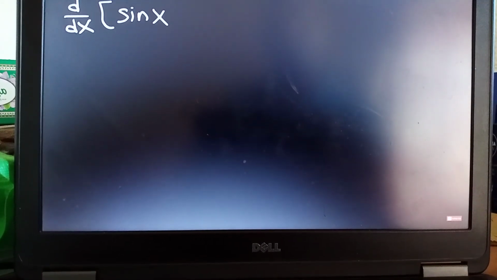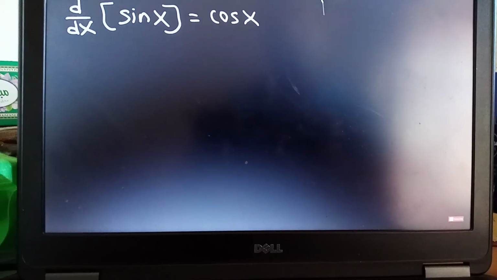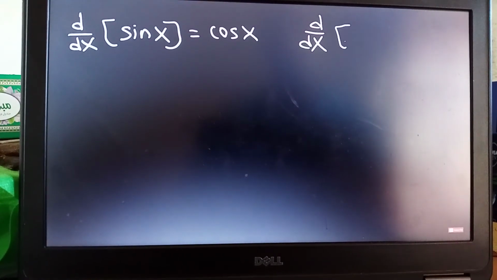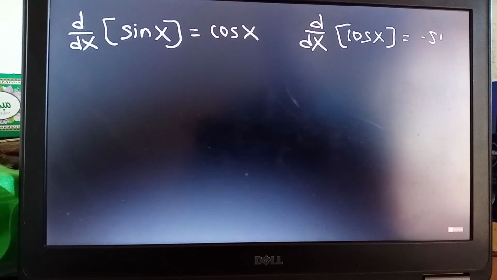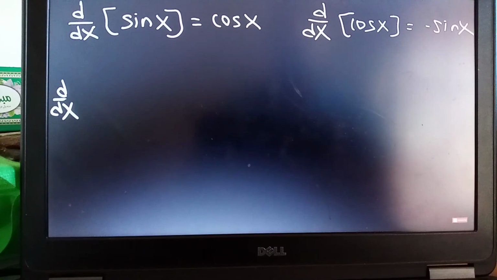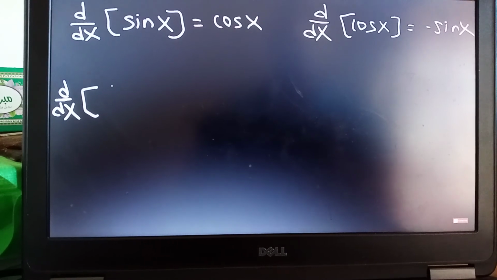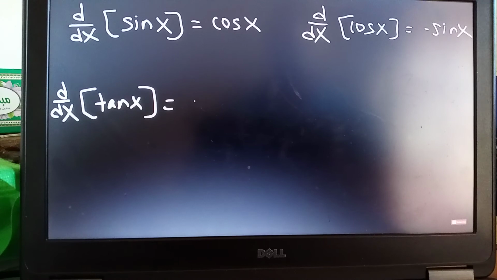Now let's talk about the derivative of trigonometric functions. So here are some notes that you need to take down. The derivative of sine x is cosine x, and the derivative of cosine x is negative sine x. Next, you need to know the derivative of tangent x, and that's going to be secant squared.